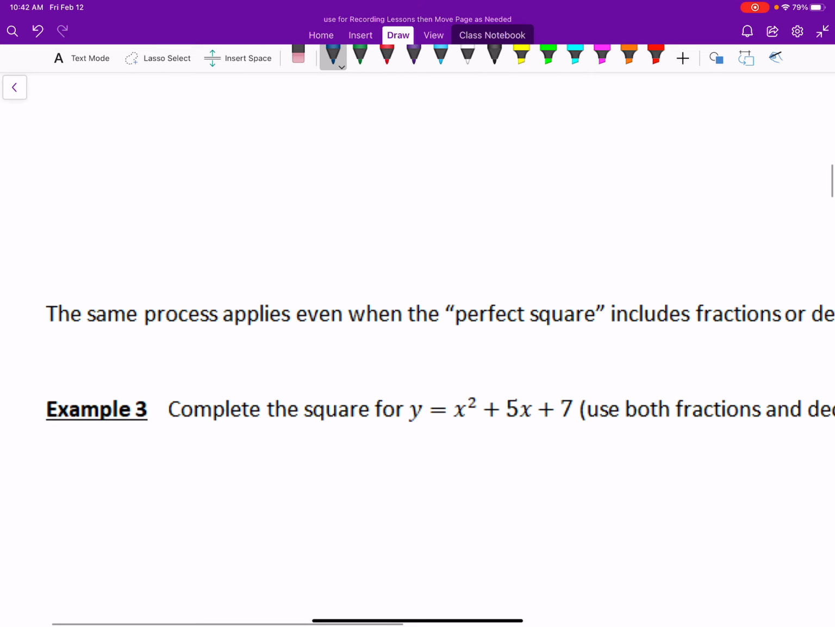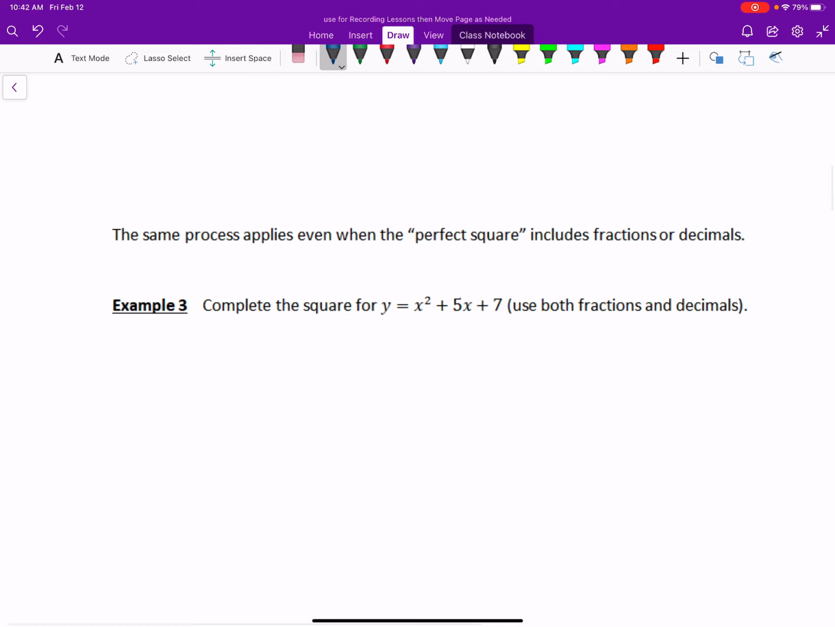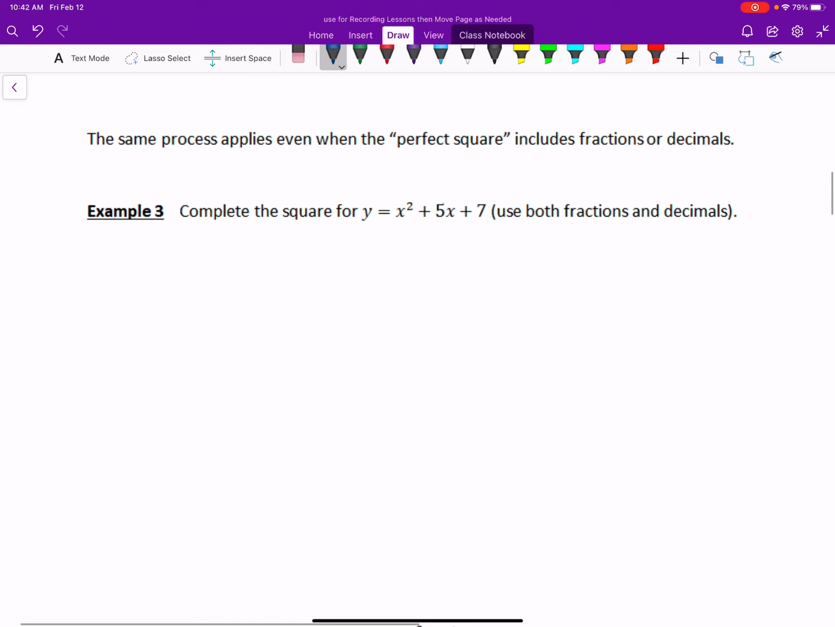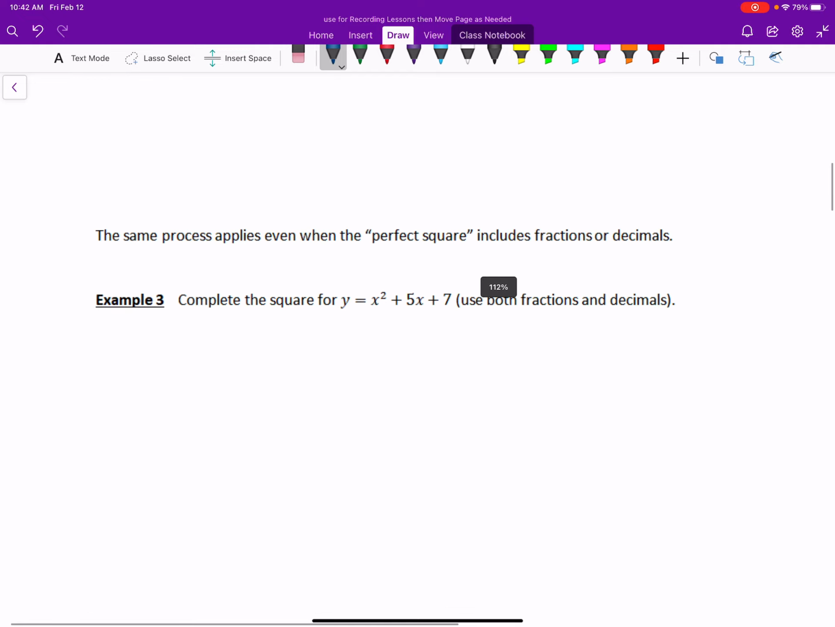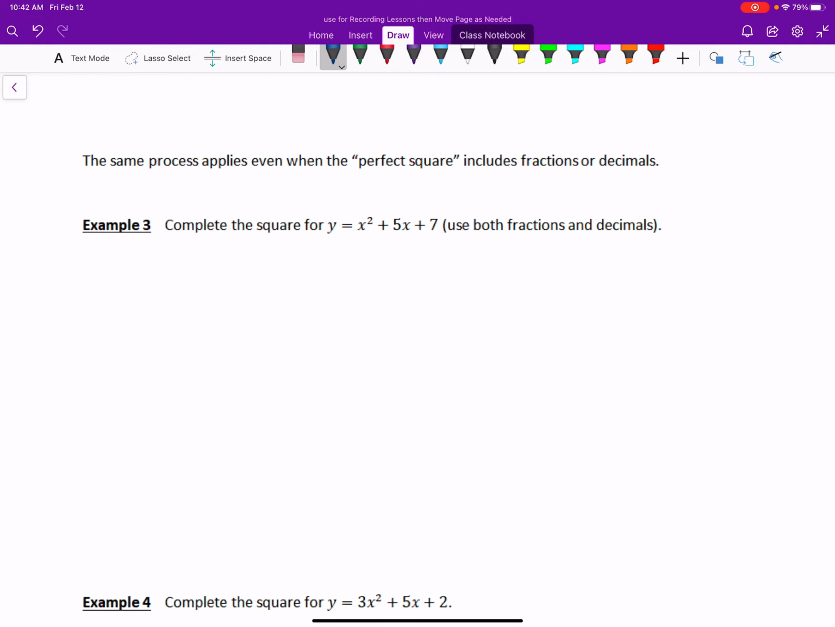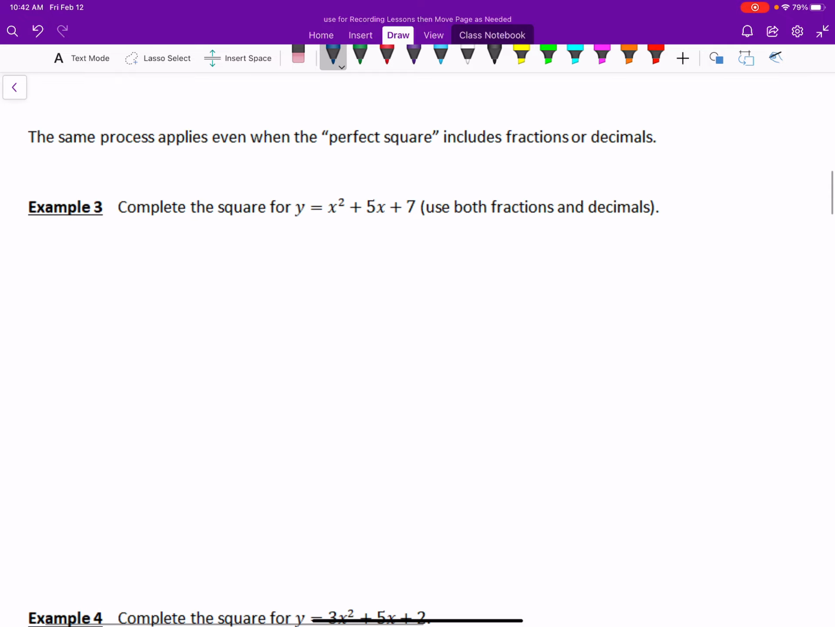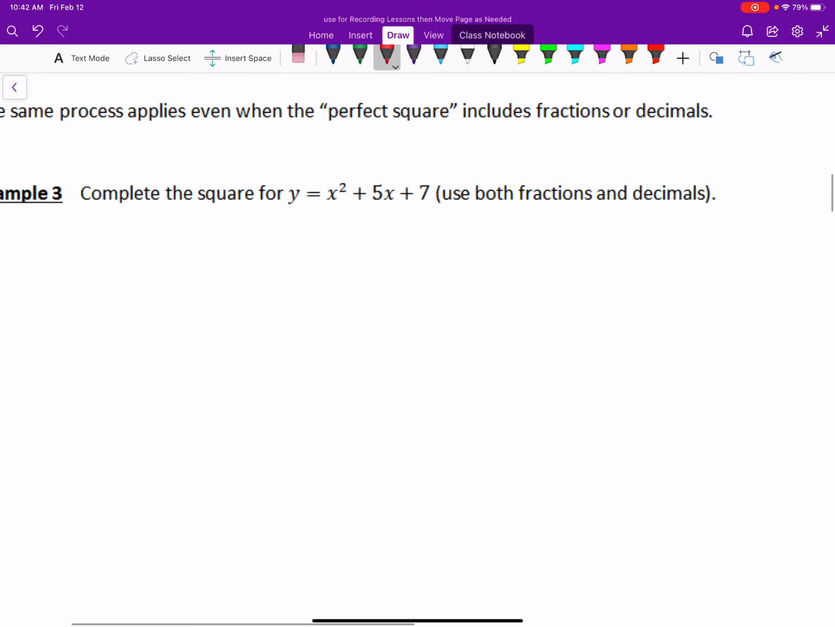All right. The same process applies even when perfect squares include fractions or decimals. So we don't have to have numbers that work out nicely. We can just do the same steps no matter what. So let's just go through it and see how this one works. We've got x squared and plus 5x. We're going to make the perfect square out of that as best we can. And the 7 stays on the end.